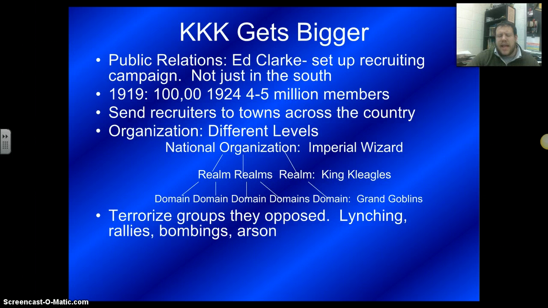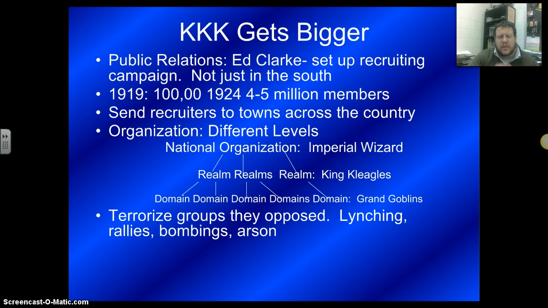So you had this big national organization with a big Imperial Wizard. You had realms of areas, and you had domains that were ruled by people in charge with names like King Kleagles and Grand Goblins. Basically, they went into those little towns and tried to terrorize the groups they opposed, whether Jewish, Catholic, immigrant, communist, or racial. Things like lynchings, where they would lynch people, especially African Americans accused of doing things wrong.